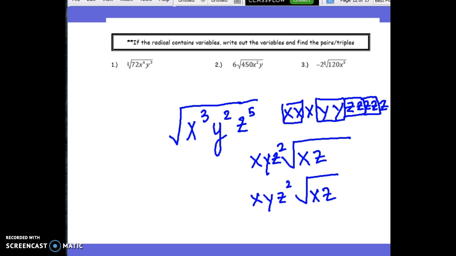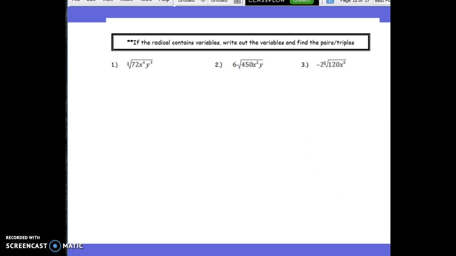Okay, so with that in mind, looking at the first example, we've got 9 times 8. We're going to take the coefficient piece now. It gets a little more difficult because we've got the coefficient. The 9 would be 3 times 3, and the 8 would be 4 times 2. I'm just doing the prime factorization here. So 3 times 3, and then 2 times 2 for my 4. Since my index is 3, I'm looking for my triples.